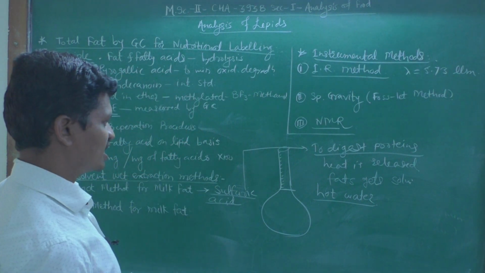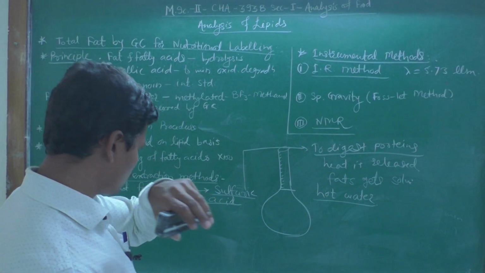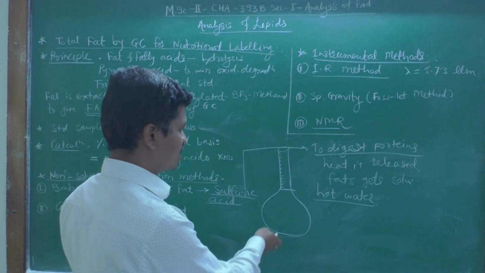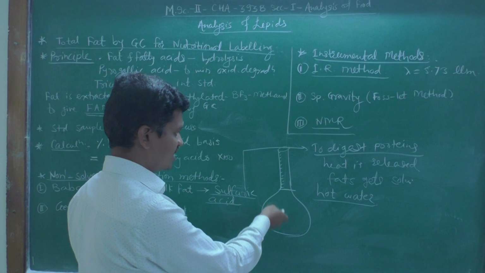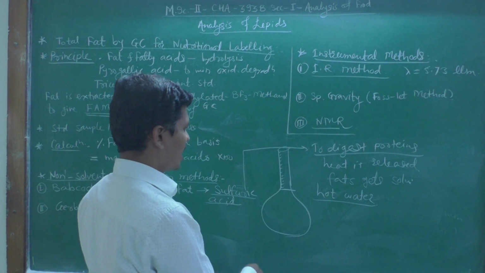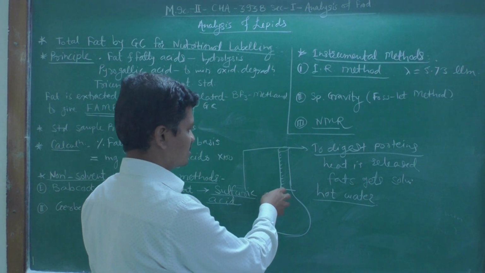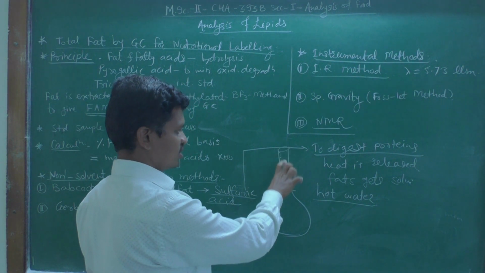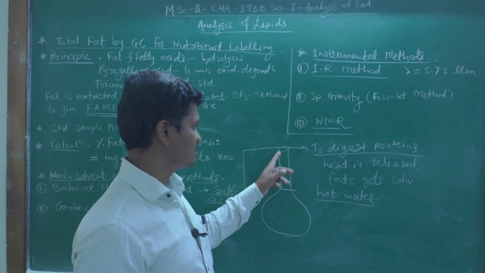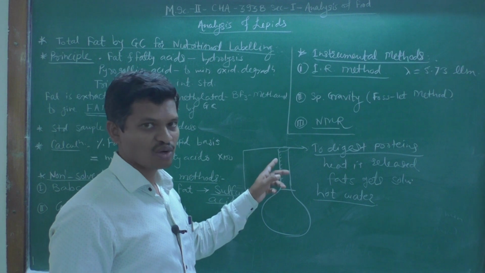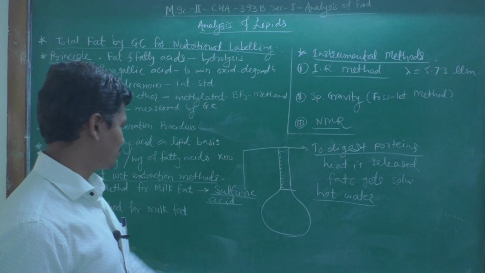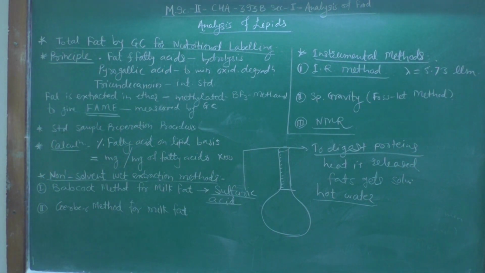Okay, some hot water is added, and this hot water increases the volume of the solution taken in this Babcock apparatus. Whatever volume is in this neck region can be measured by using the markings or scale present on the neck of the Babcock apparatus. So this is the Babcock method for milk fat.